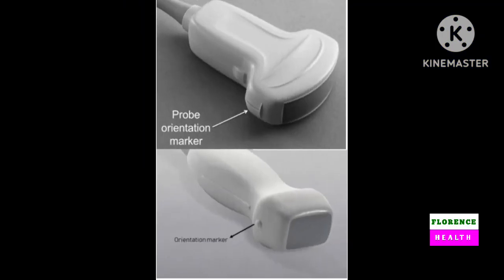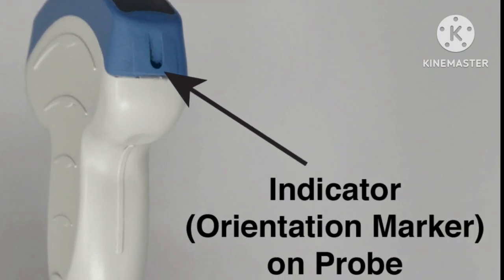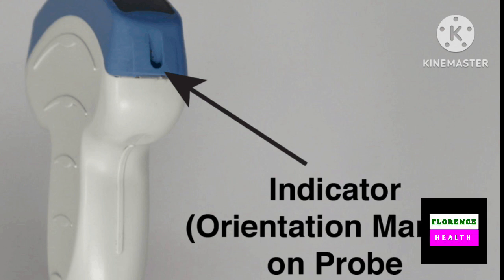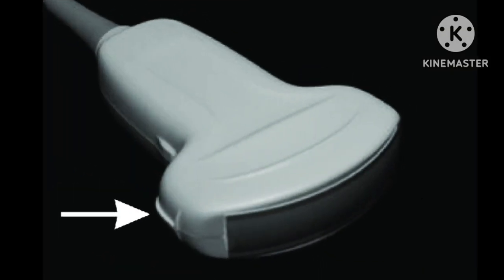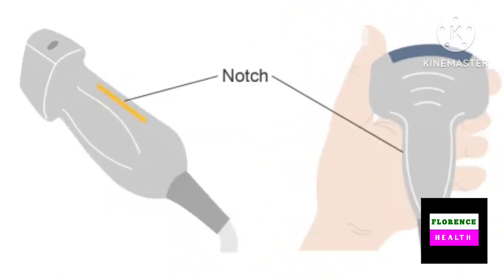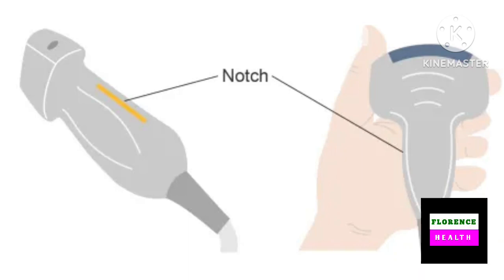In this probe, the marker or indicator is an elevation which is present at the narrow base of the probe. In this probe, the indicator or marker is a depression which is present against the narrow base of the probe. In this image, the probe marker is an elevation itself. In this image, the probe marker or indicator is a notch or a depression which is present at the handle.